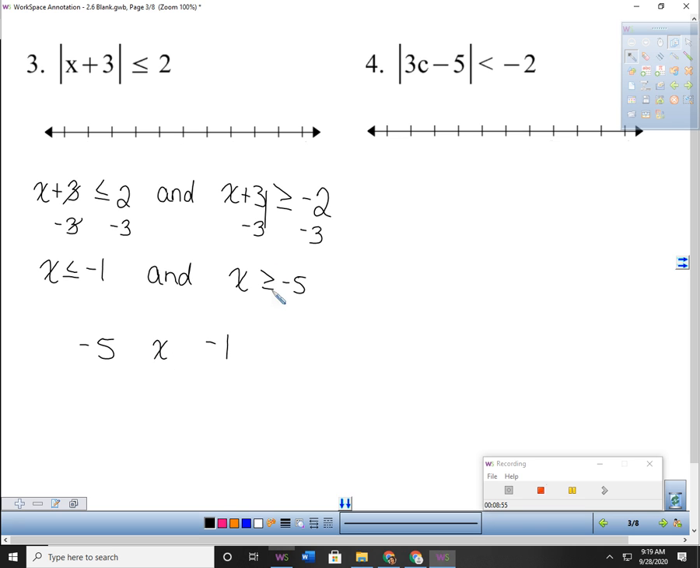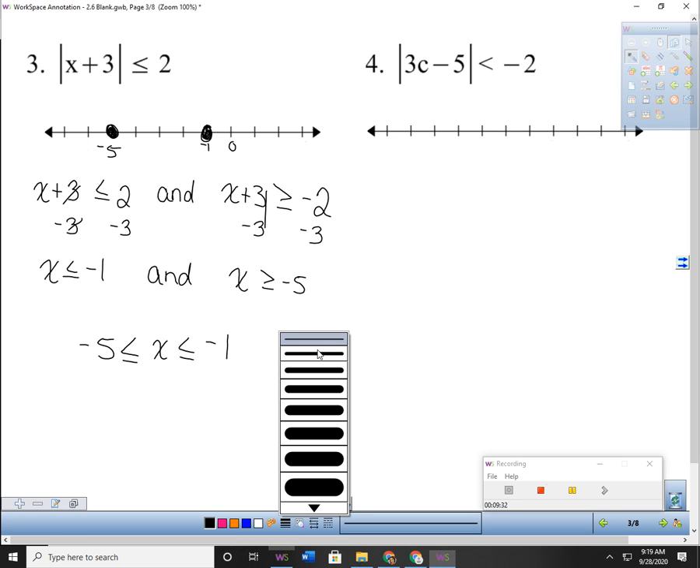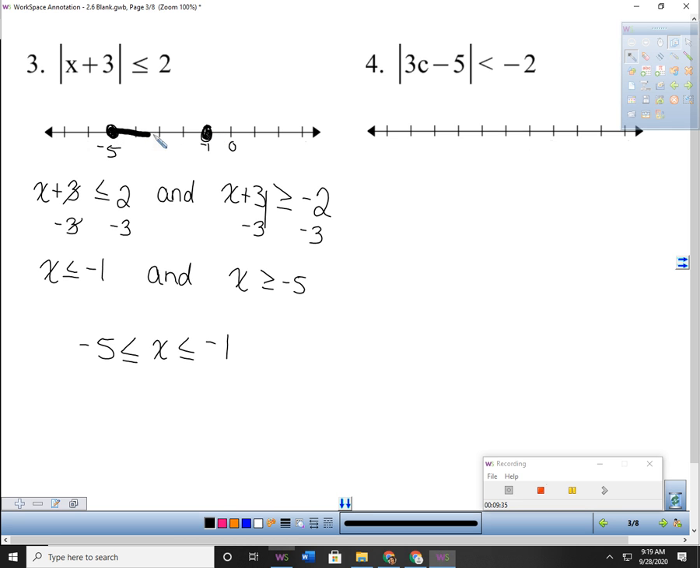So if I'm pointing at the negative 5, I should still be pointing at the negative 5. And if I'm pointing at the x on this side with the negative 1, I should still be pointing at the x. Remember, these always face this direction, so if they're not, you've got something wrong somewhere. So I'm going to go up here and label. I'm going to go to negative 5, closed circle because of the equal to bar. I'm going to go to the negative 1, closed circle because of the equal to bar, and then I'm going to shade in between them.